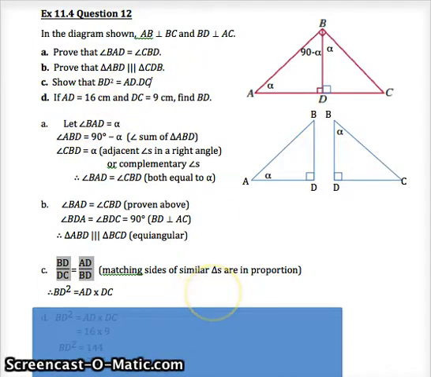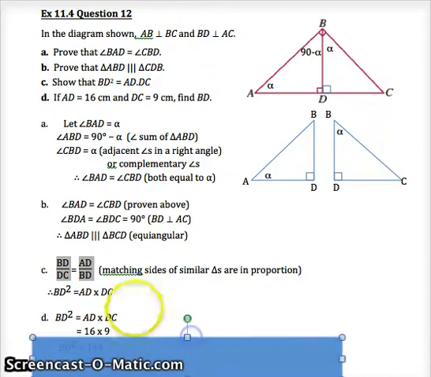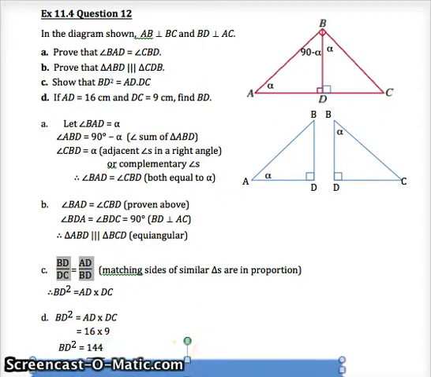Now in the last part of the question, we have to hence find BD. We've been given the length of AD, which is 16, and the length of DC is 9, so we just substitute into this result from part C. So we know again that BD squared is AD times DC. Putting in that AD is 16 and DC is 9, we multiply those two and we get BD squared is 144. And therefore BD is the square root of 144, which is 12. And that is the end of that question.